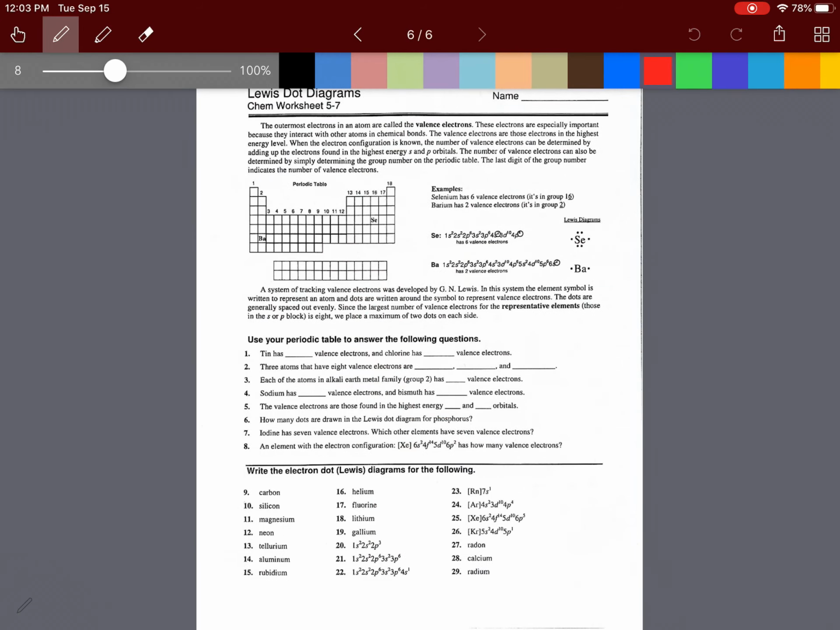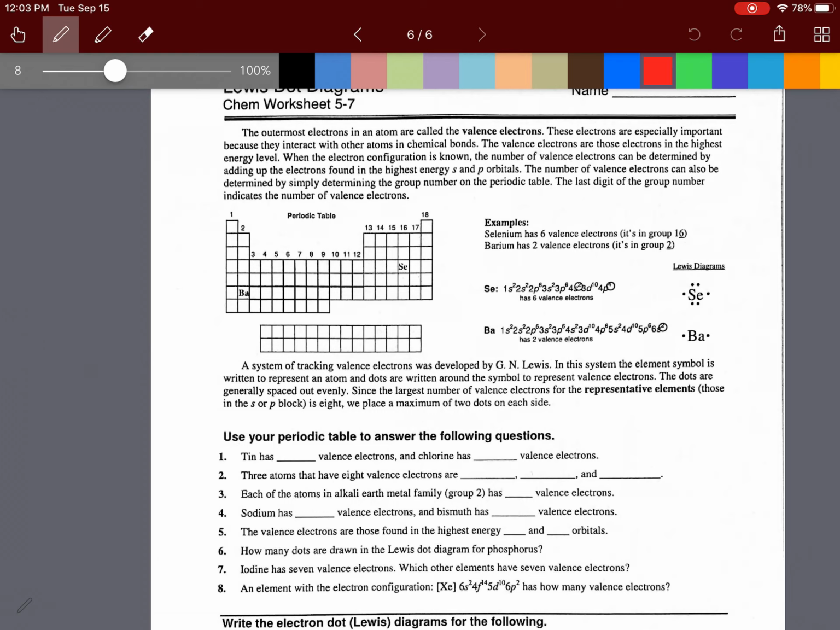The second part, and this is some information I want you to add to your notes, is about Lewis dot diagrams. Lewis dot diagrams involve the valence electrons. When you were in class or watched the video, you learned you can determine the valence electrons from the electron configuration. When the electron configuration is known, the number of valence electrons can be determined by adding up the electrons found in the highest energy s and p orbitals.